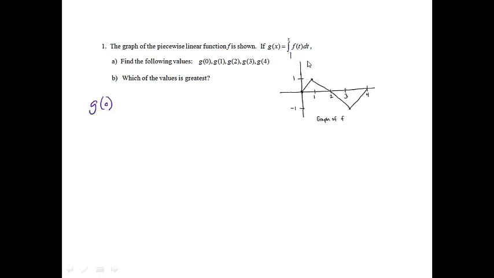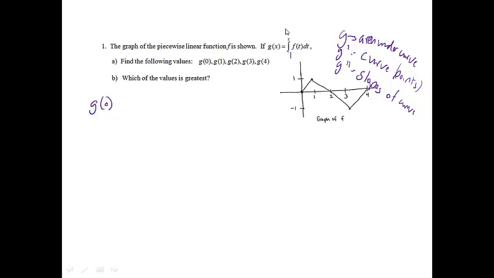So g of 0, the first thing that I like to do is, if I'm given g and it says that g is an integral, g is actually going to be the area under the curve. Okay, g prime, if I take the derivative of an integral, that's just going to end up being the curve or points on the curve. And then g double prime would be the derivative of the curve, which is going to be the slopes of the curve.